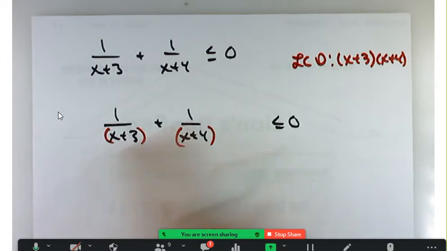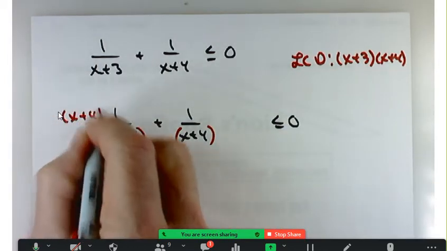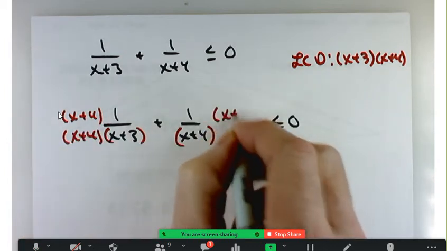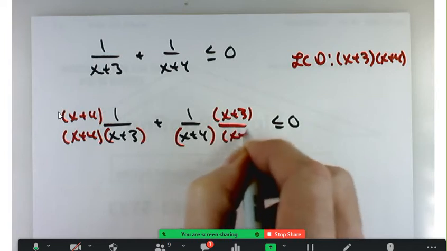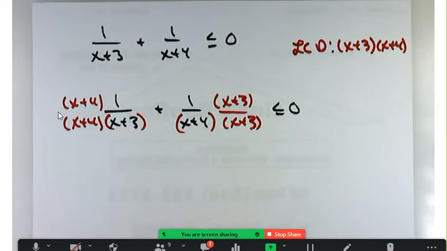Let's compare this to our LCD. I'm missing the x plus 4 term. So I'll multiply by x plus 4 over x plus 4. Over here, I'm missing the x plus 3 term. Great. Let's see what that gives me.